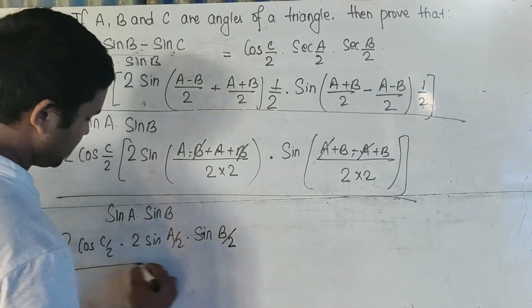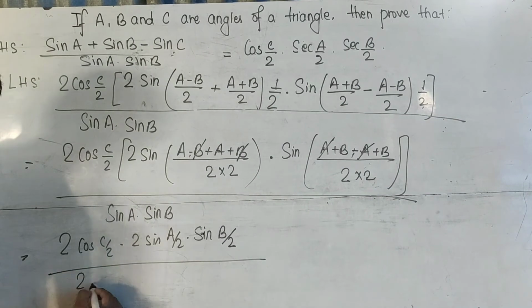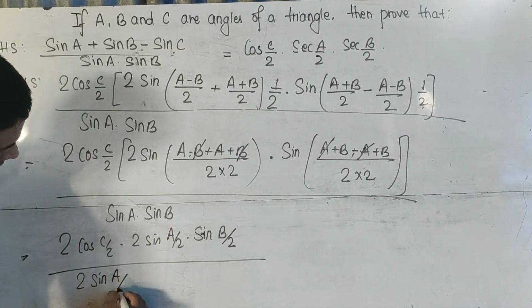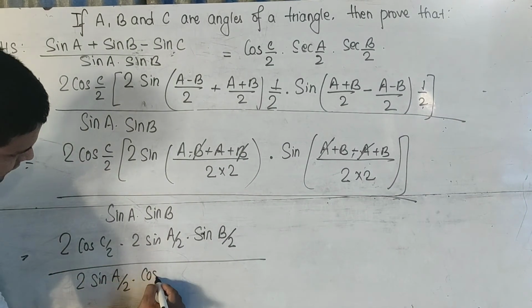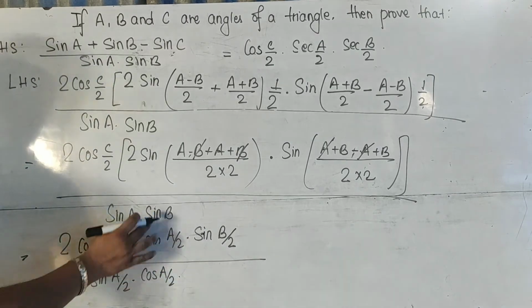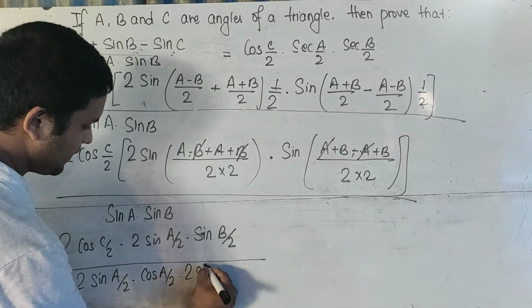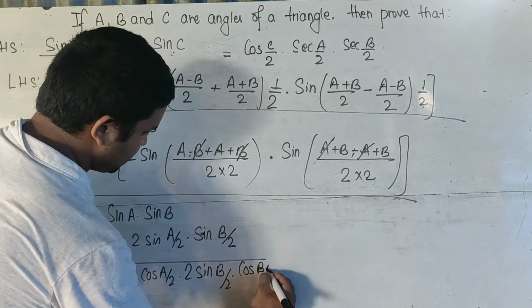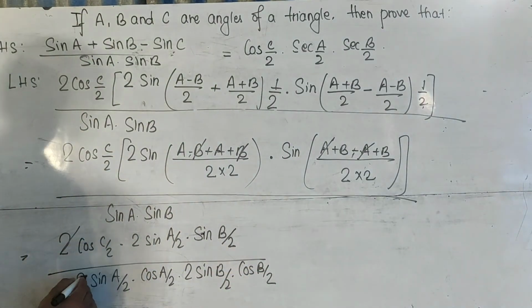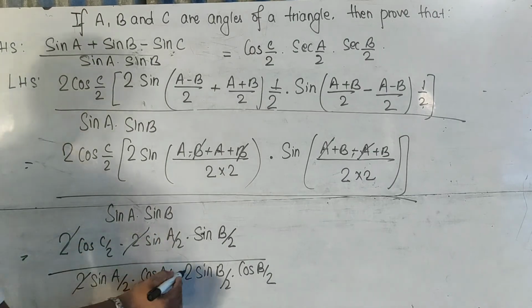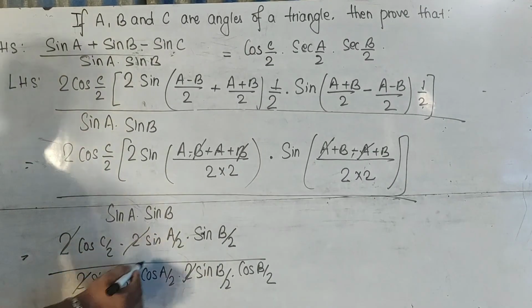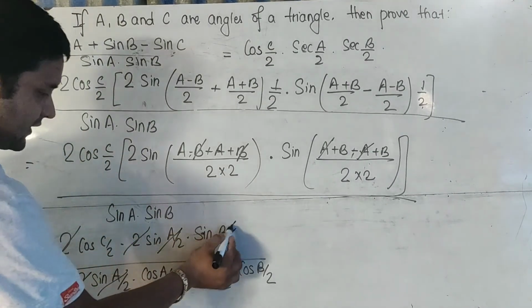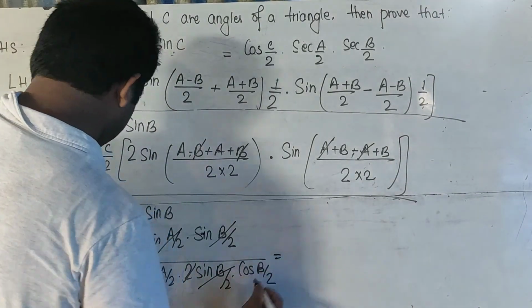Now in the denominator, you can apply the formula. Sin A is 2 sin A/2 dot cos A/2. You can also apply the formula of sin B as 2 sin B/2 dot cos B/2. Now you can cancel this 2 and this 2. You can also cancel sin A/2 and sin A/2, and sin B/2 and sin B/2.